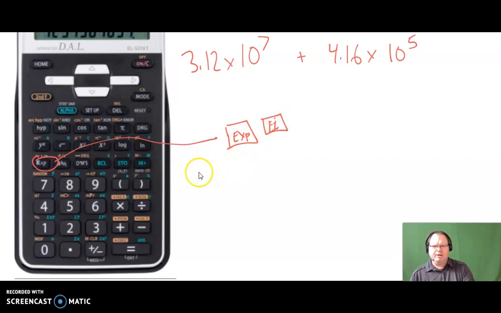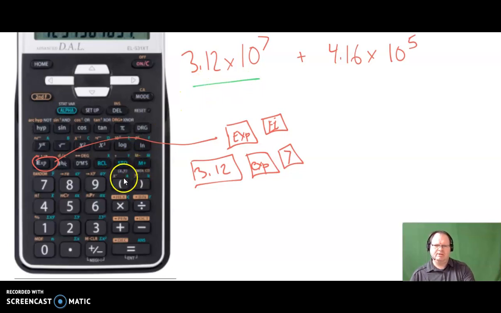So you could get away with actually doing this. You could put in 3.12 EXP 7. And it does this part for you. Right? So you don't have to do it times 10 to the 7th.